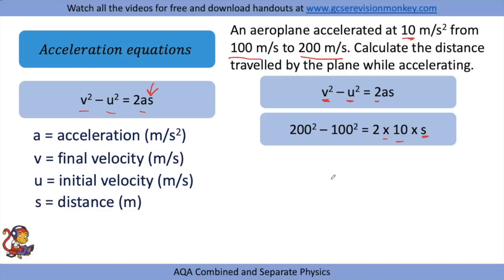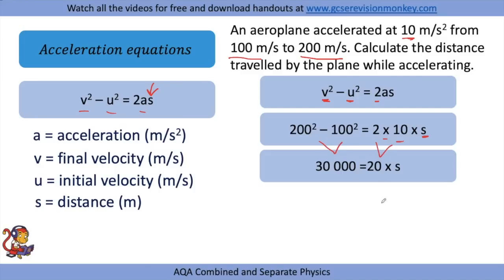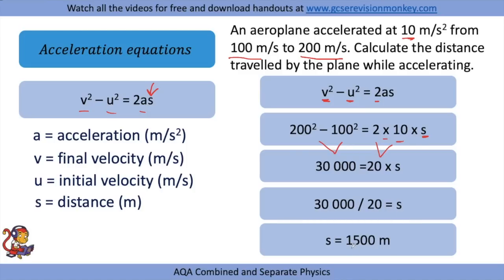So if we simplify this, we're saying that 30,000 equals 20 times s, because those two make 30,000, those two make 20, and then rearranging it to 30,000 divided by 20 equals s. So s is equal to 15,000 meters.